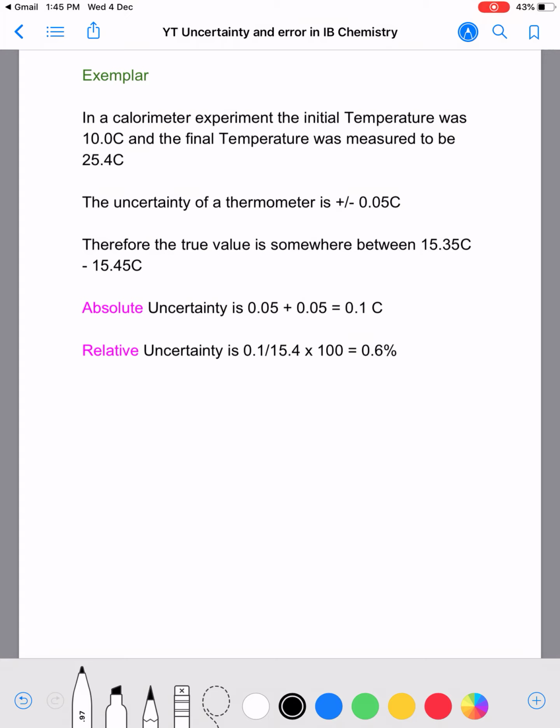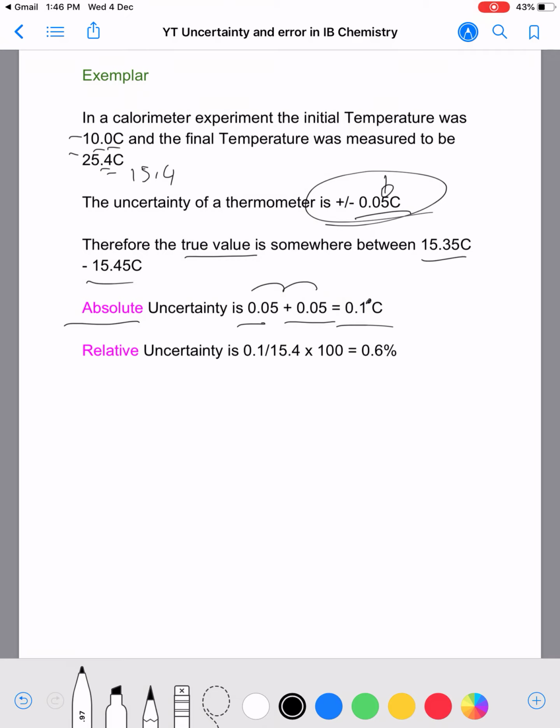The thermometer uncertainty is plus or minus 0.05. First thing I notice is that's the second decimal place. There's only one decimal place here. Given this uncertainty, the true value, the real value, is minus 0.5 from the quoted value to plus 0.5. The difference between the two is 15.4, so 25.4 minus 10 is 15.4. Since it's 0.05, the reading is anywhere between 15.35 and 15.45. So the absolute uncertainty, you just add them together. 0.05 plus 0.05 is 0.1 degrees C. So the absolute uncertainty is 0.1 degrees C.